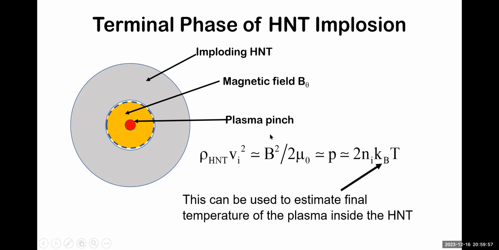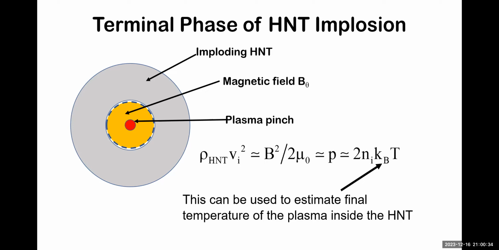So this figure schematically describes the terminal phase of the HNT implosion. The gray is the imploding HNT. The red is the plasma pinch. And yellow is the magnetic field which is separating the two. The yellow magnetic field portion is acting as a soft pressure transmitting medium between the imploding metal plasma and the hydrogen pinch formed by the gas which is inside the HNT.